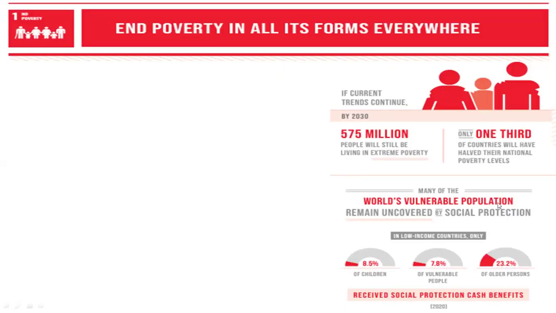And for the world's vulnerable population, 8.5% of children, 7.8% of vulnerable people, and 23% of older persons in low-income countries receive special protection cash benefits.